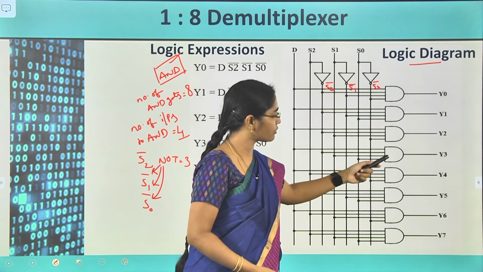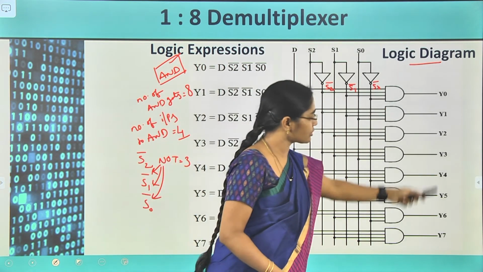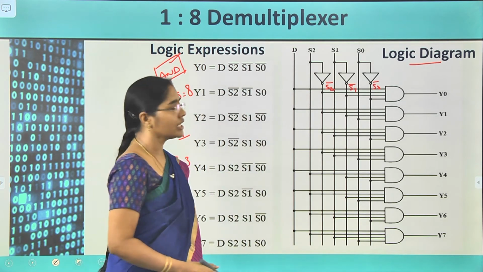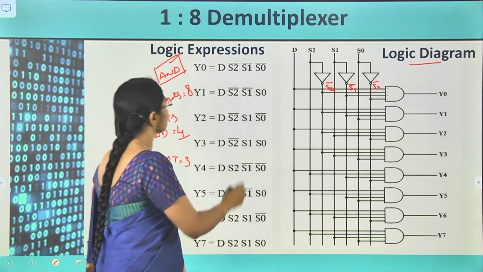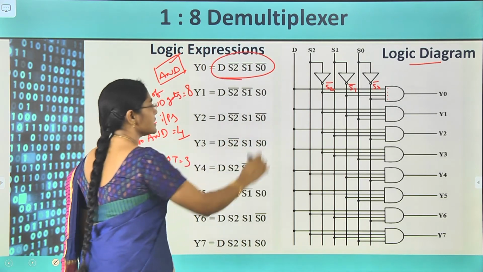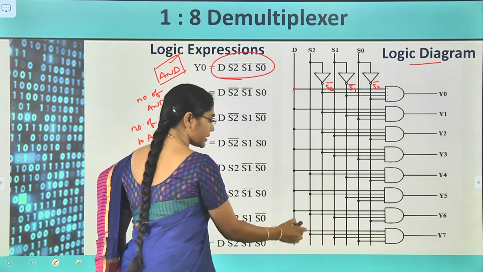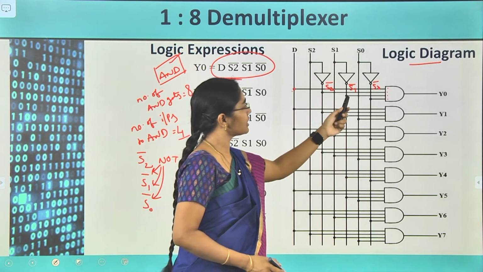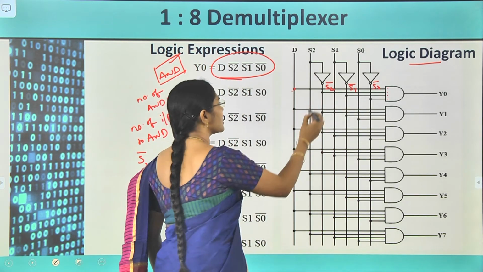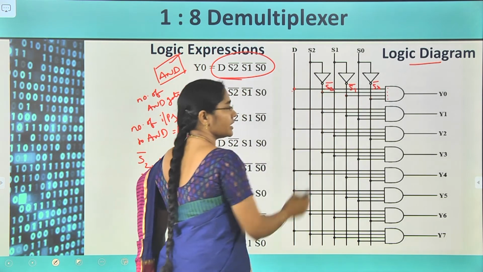1, 2, 3, 4, 5, 6, 7 and 8. 8 AND gates with outputs from Y0 to Y7, and each AND gate is connected with its respective literals. That is, Y0 is connected with D, which is common for all AND gates, and S2 bar, S1 bar and S0 bar. This dot represents connection.